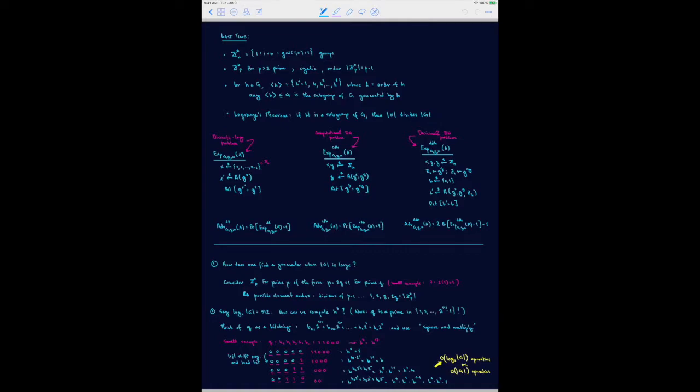Then Alice takes Bob's message g to the y and raises it to the x, and because of cyclic groups, it doesn't matter how you do multiplication, so g to the yx is the same as g to the xy. And Bob likewise takes Alice's message g to the x, raises it to the y, and now they both have g to the xy. This is the basic classic Diffie-Hellman key exchange.